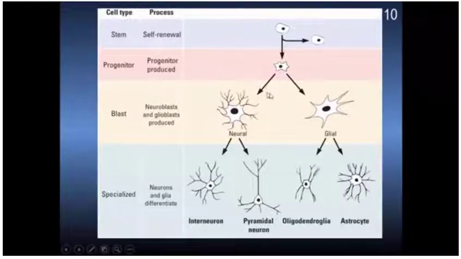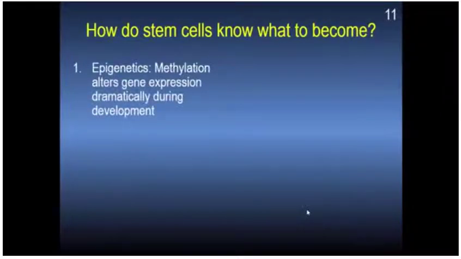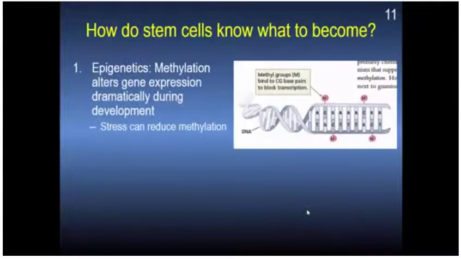There are 2 different types of cells it can differentiate into. There are the neural cells, which go on to create neurons, and the glial cells, glioblasts, which go on to create the support cells: the oligodendrocytes, the astrocytes, the microglia, those types of things. How do they know what to become? Well, this is where we're going to touch on epigenetics. Just a quick touch on it.